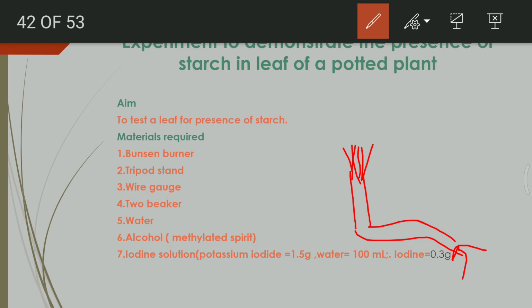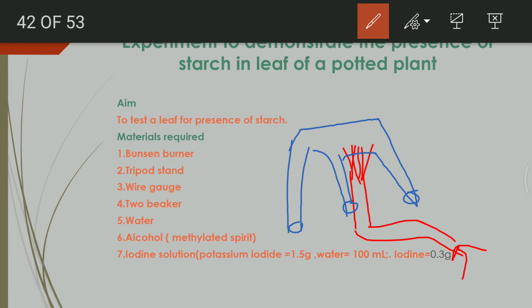Now, other than that, we need a tripod stand. Again, a question will be there: what is a tripod stand? A tripod stand is a stand which has three legs. It doesn't have proper legs, but still you can see these are kind of legs because they are the ones which are helping it to stand. So with this tripod stand, we will be heating the substance which we want to heat.